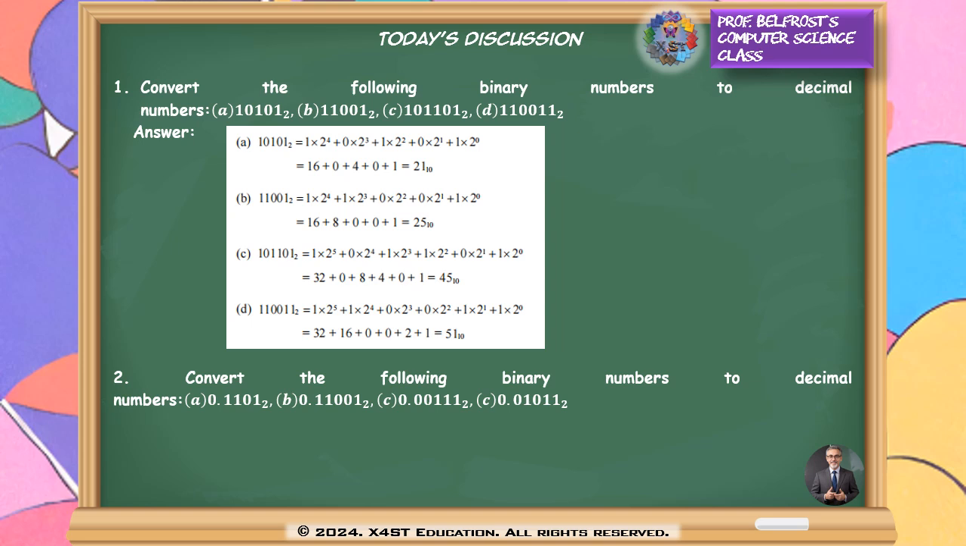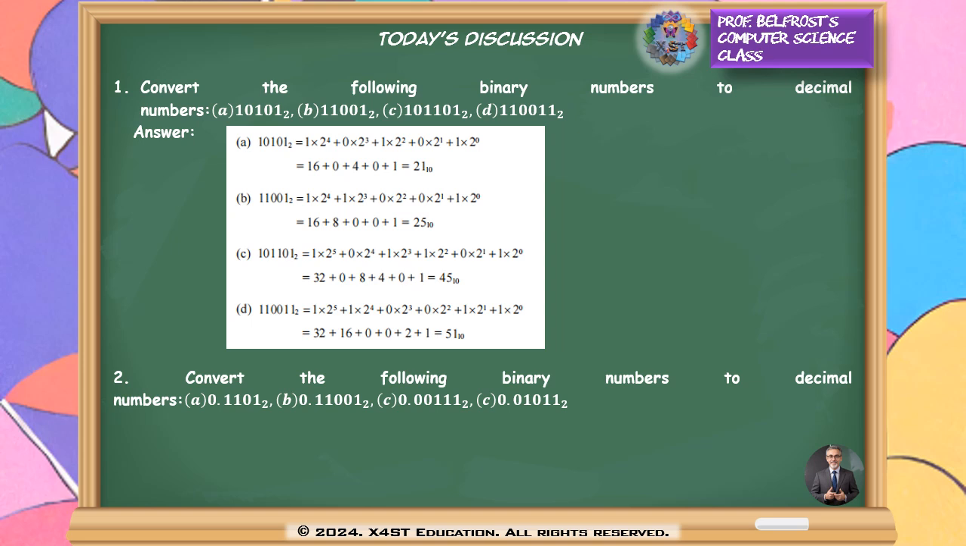For example, for 10101 binary, the leftmost one has the weight of 2 raised to the power of 4, then the second one has a weight of 2 raised to the power of 2, and the rightmost one has a weight of 1, which is 2 raised to the power of 0. You can do the same way for B, C, D, and the decimal result is just the sum of the weight multiplied by its own digit. Okay, it's very simple.